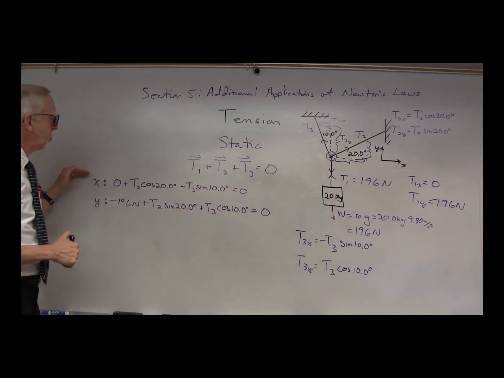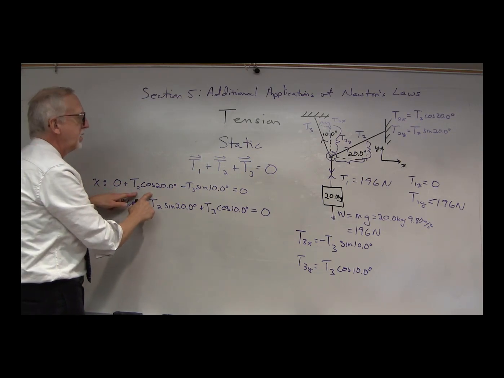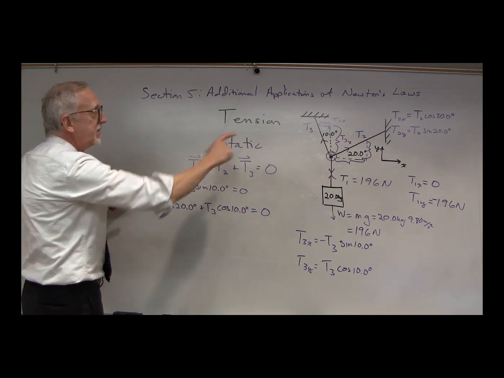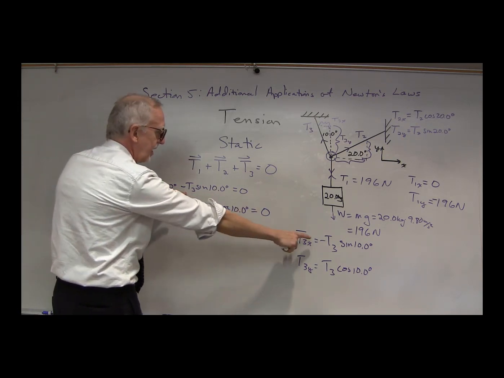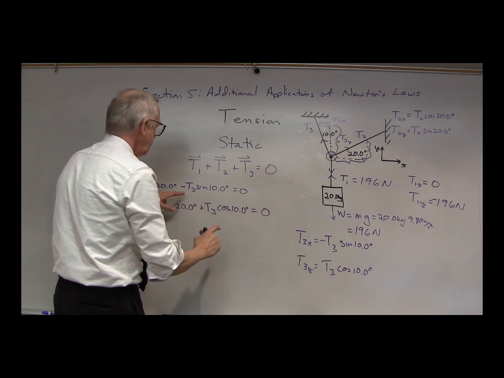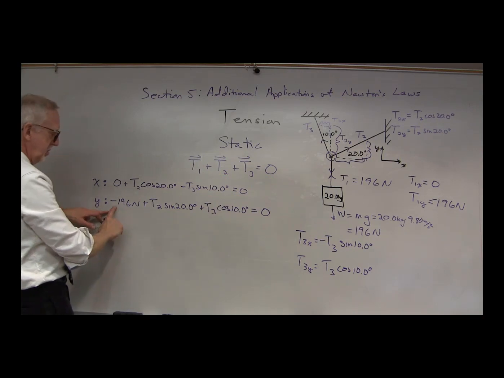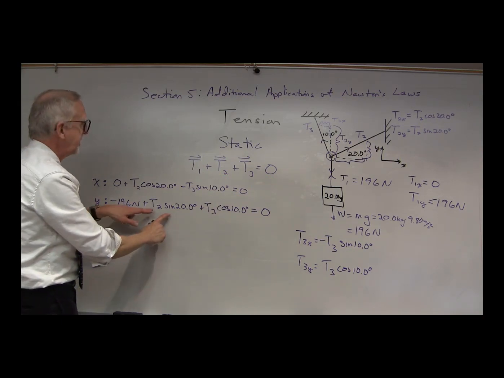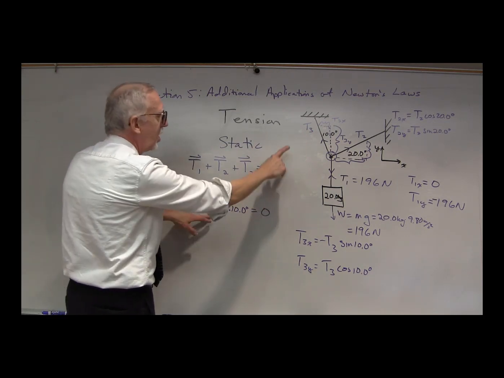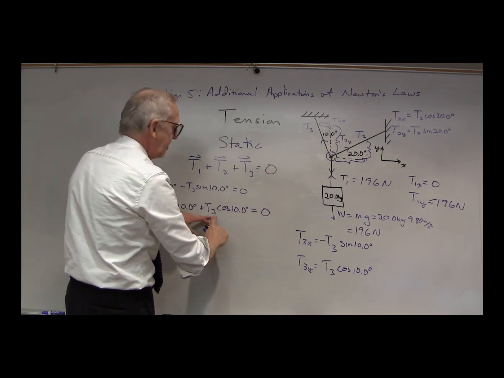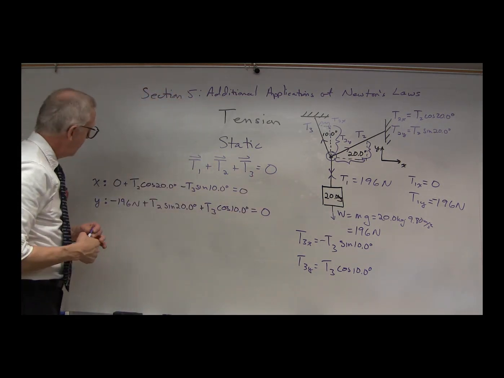The x component will then be T1x, which is 0, plus T2x, which is T2 cos 20, plus T3x, which is negative T3 sine 10. All of those must equal 0. And then the y component will be T1y, which is negative 196 newtons, plus T2y. T2y is T2 sine 20, plus T3y, and T3y is T3 cos 10, and all of those must equal 0. All right, very, very good.